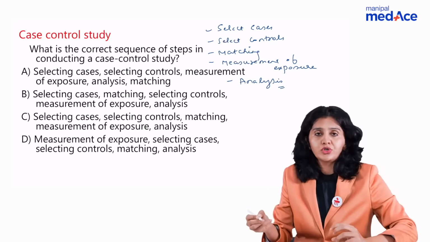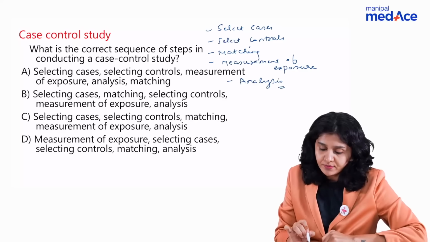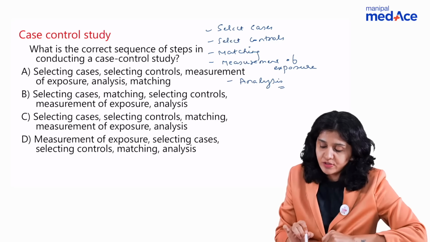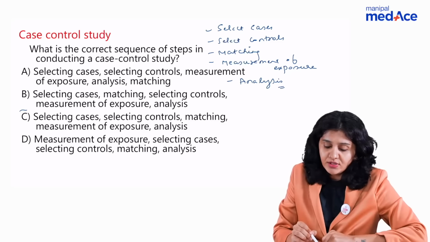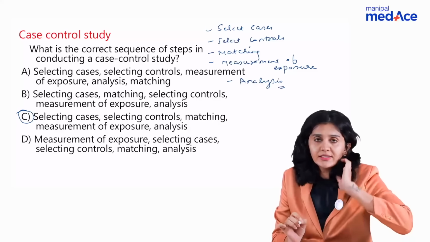Okay, calculate odds ratio, etc. So this is the correct sequence. Which is the correct option here? Selecting cases, selecting controls, matching, measurement of exposure and analysis. So option C is the correct sequence of steps while conducting a case control study.